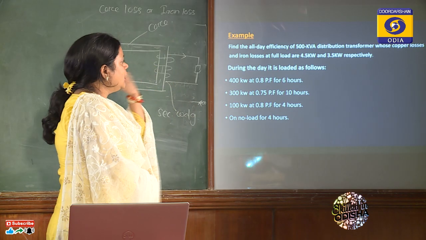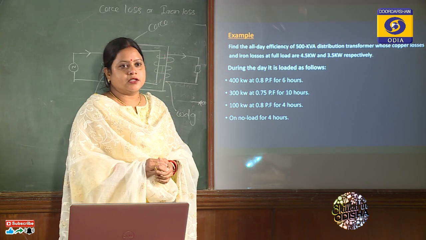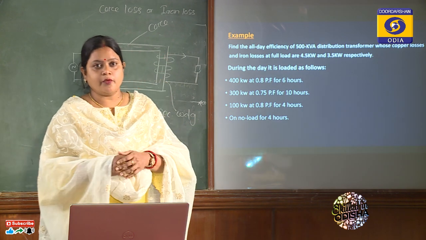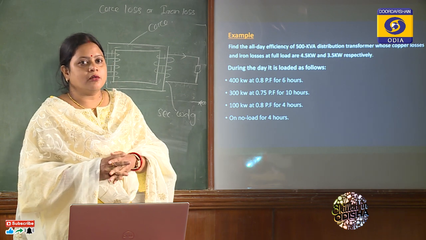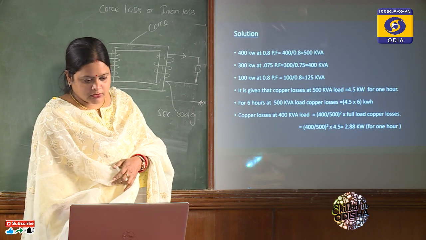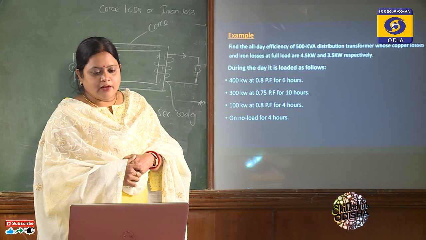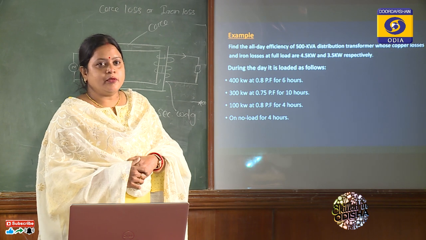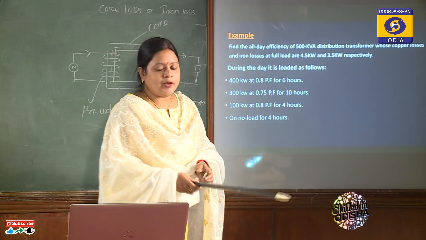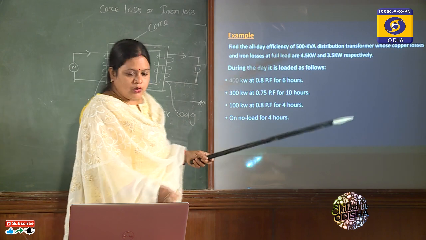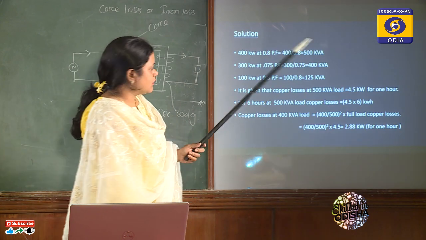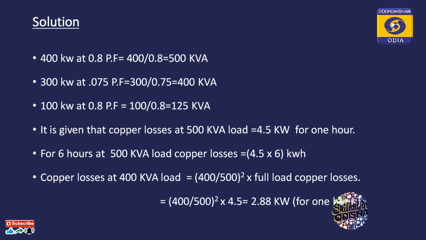So we will calculate the all day efficiency according to how the transformer load varies. So see the solution. See the question again. It is given that 500 kVA, that means the transformer rating is given in kVA. So we should convert the load to kVA since the rating is given in kVA. So how to convert kilowatt to kVA?